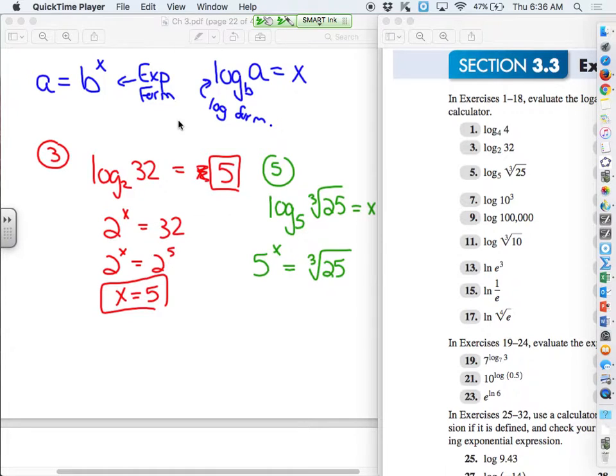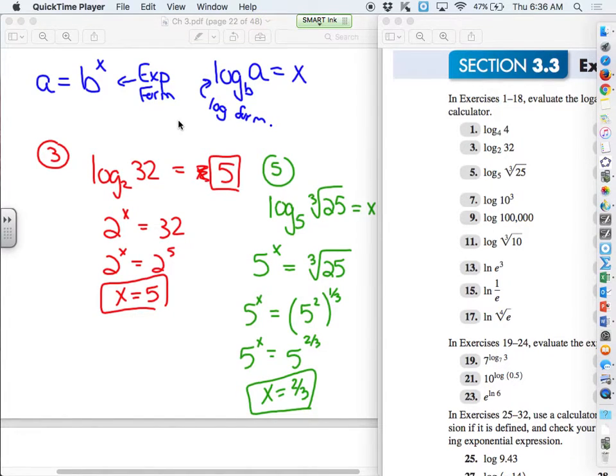We need to be able to write these with the same base. So 25 is 5 squared, and the cube root is the 1/3 power. So 5 to the x equals 5 to the 2/3. Bases are the same, so the exponents are equal. So log base 5 of cube root of 25 is equal to 2/3.